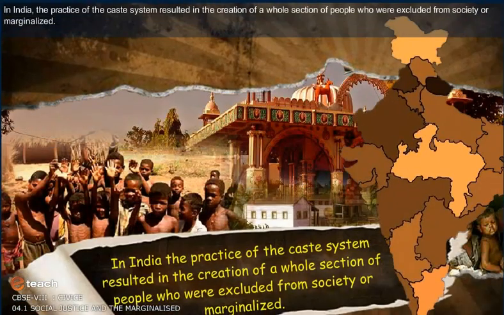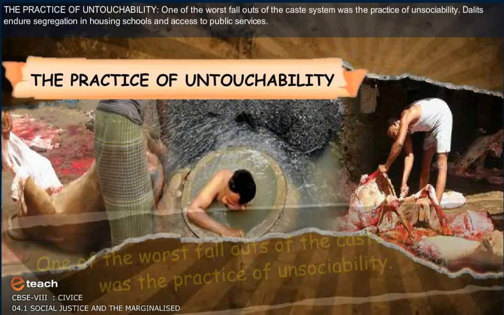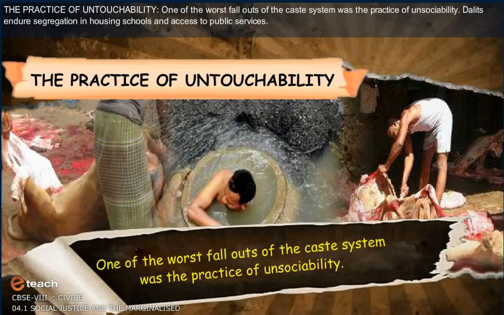In India, the practice of the caste system resulted in the creation of a whole section of people who were excluded from society or marginalized. The practice of untouchability. One of the worst fallouts of the caste system was the practice of untouchability.